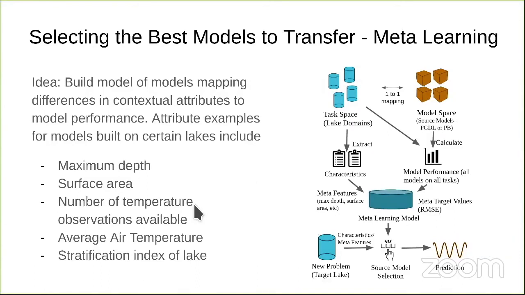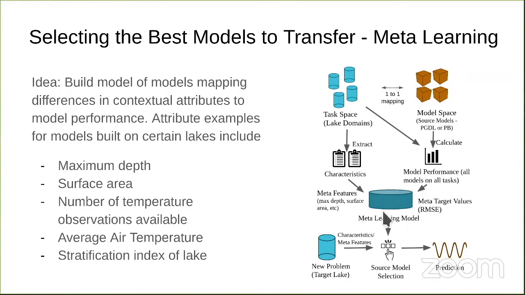In terms of selecting the best models to transfer, we pose this as a meta-learning problem, where the idea is to build a model of models, mapping differences in contextual attributes between lake systems to model performance when you transfer a model to another lake. Attributes can include things like maximum depth and surface area, among other things. In the model space here on the right, we would have source models built on every well-observed lake that you would consider using as a source, and we build up the data to train the meta model.